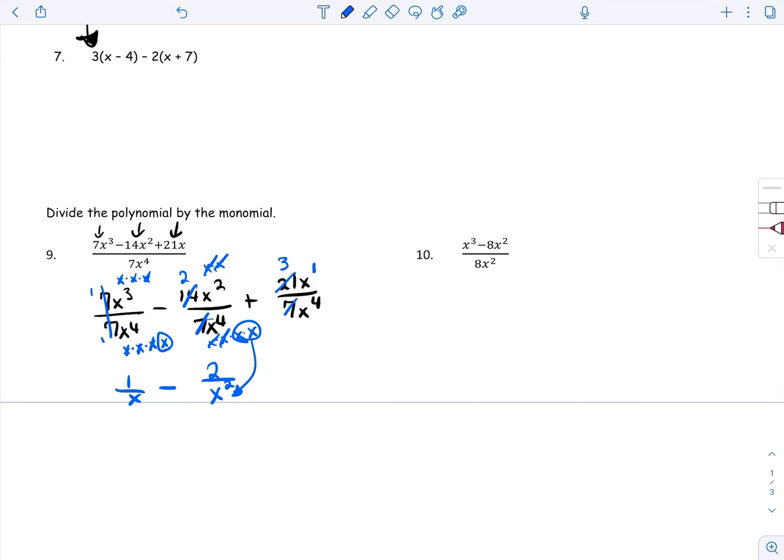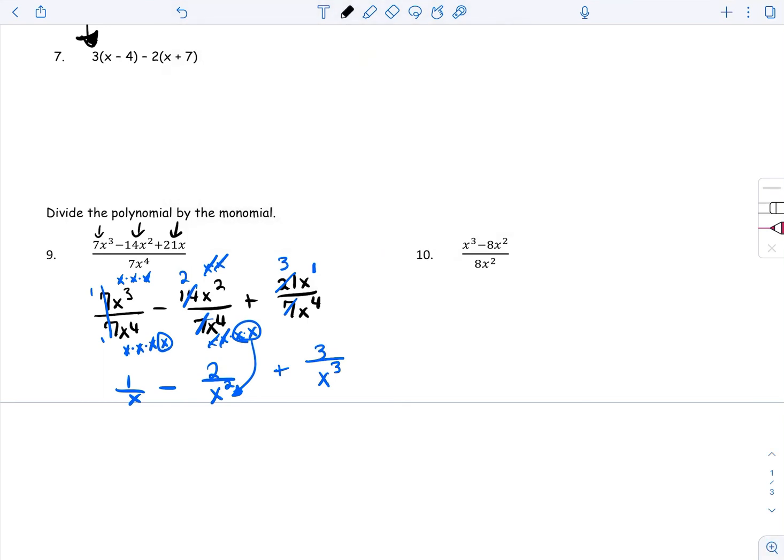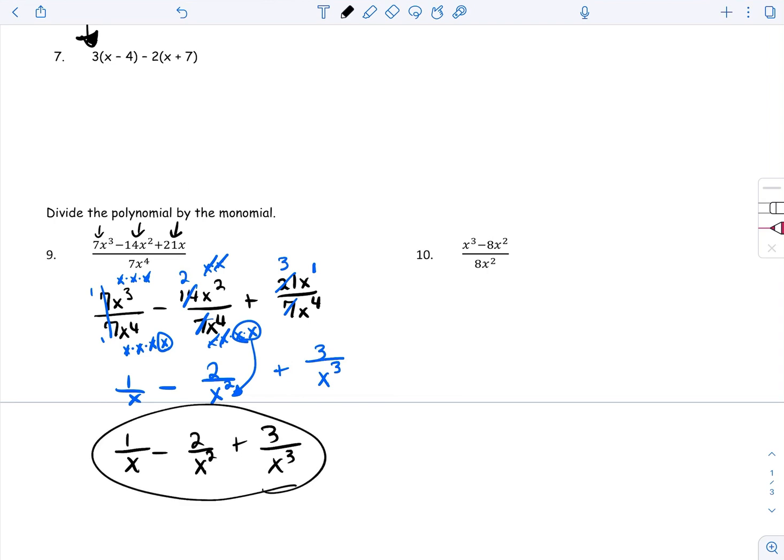So that becomes x cubed in the denominator. So we have 3 over x cubed. And that's our final right here. All right, it's 1 over x minus 2 over x squared plus 3 over x cubed. That's the final. So in the same way that we broke up number 9, try number 10.